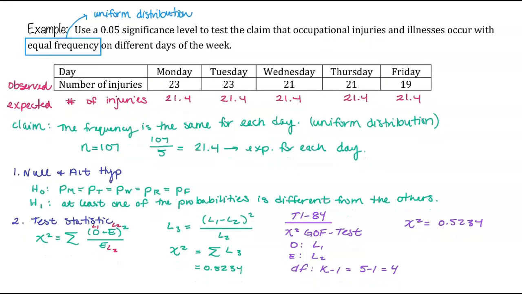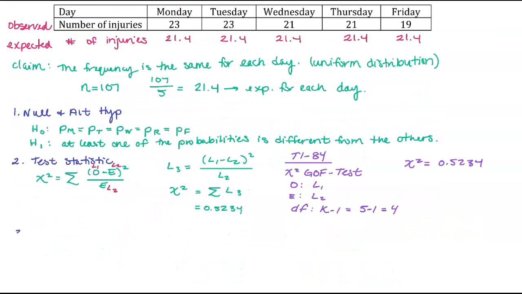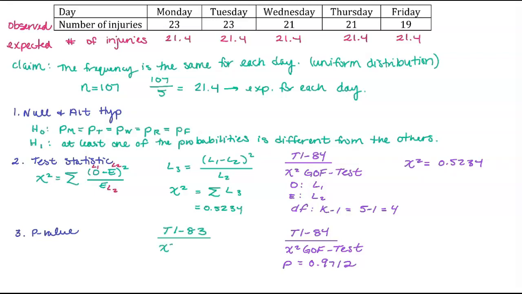The next step of our hypothesis test is to calculate the p-value. Using the calculator goodness of fit test, we were given a p-value of 0.9712. However, if you do not have that calculator function, like on a TI-83 calculator, to find the p-value, we can use the chi-squared CDF function. Here's the idea. With our chi-square curve, which of course is right-tailed, we have a test statistic of 0.5234. The p-value is the area under the curve to the right of the test statistic.